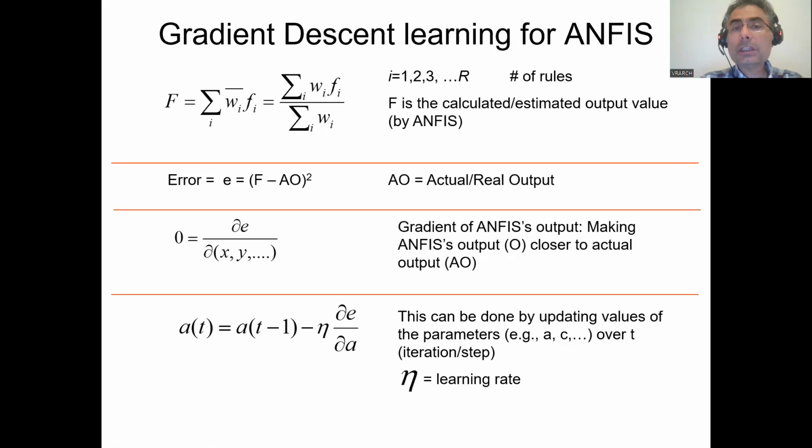And in terms of the gradient descent method for the adaptive neuro-fuzzy inference system, it's a learning based on the error between the actual output and the output that was produced by your model. You need to take the gradient of this, and based on the learning rate, it can be trained that way.